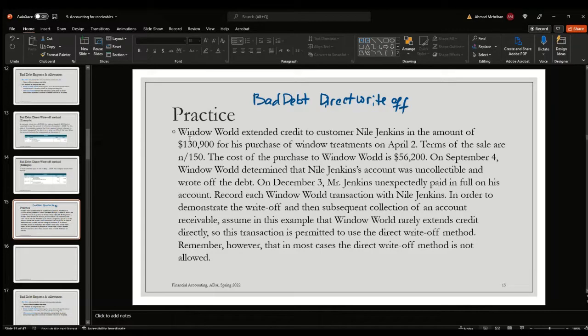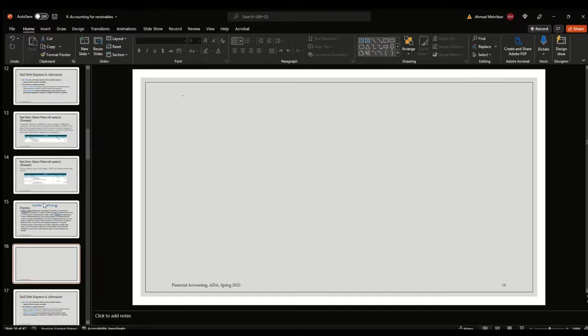So what we know so far is that Window World extended credit to customer Niall Jenkins in the amount of $130,900 on April 2nd. The terms of the sale are known, and the cost of the purchase is $56,200. So we immediately can make that entry, which is what we basically recognize the sale. Again, we're doing the accounting from the perspective of Window World. This is the sale that has happened, so we're going to record sale.